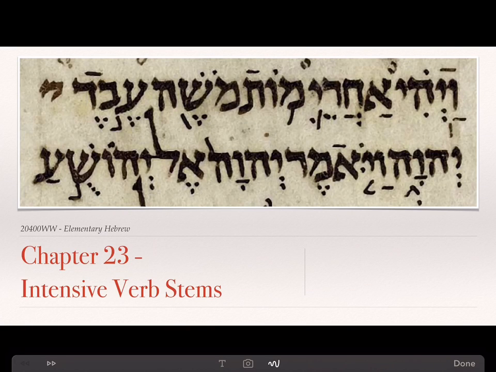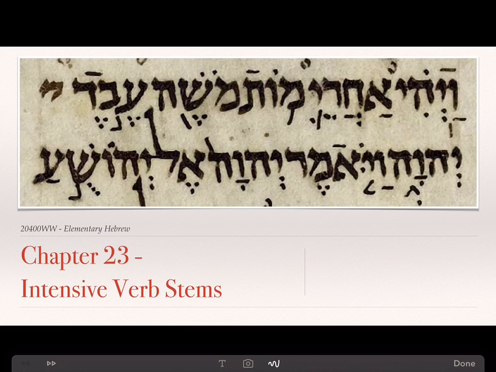Welcome to chapter 23. In this chapter, we will look at the intensive verb stems particularly and do a few examples of those. The intensive verb stems, you'll learn a lot more about this in a third semester or in Dr. Fuller's second grammar called Biblical Hebrew Syntax. The intensive stems are the Piel, the Pual, and the Hithpael.